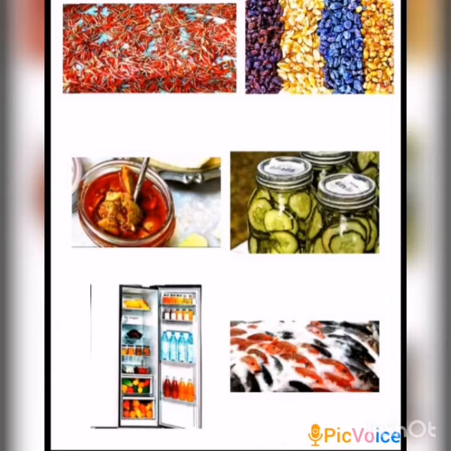Next, deep freezing. Deep freezing is another method for preserving food, in which food items are kept in the freezer to preserve them for a long time. Next, we are going to see canning and bottling. In this method, food is placed in jars or containers and heated at a particular temperature that kills the germs. Example, fruit juices and energy drinks are stored by this method.